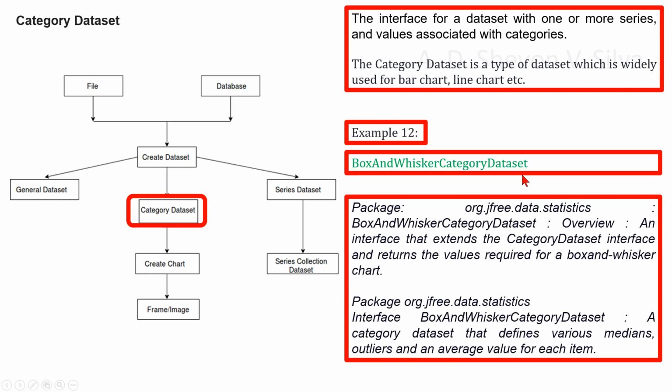Overview of BoxAndWhiskerCategoryDataset in package org.jfree.data.statistics, an interface that extends the CategoryDataset interface and returns the values required for a box and whisker chart. Interface BoxAndWhiskerCategoryDataset in package org.jfree.data.statistics, a category dataset that defines the various medians, outliers, and average values for each item.